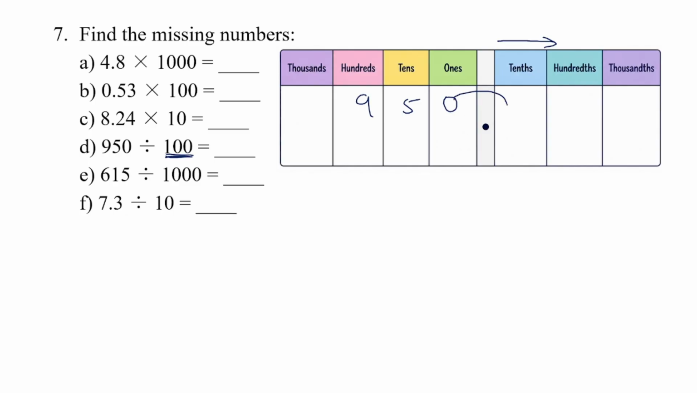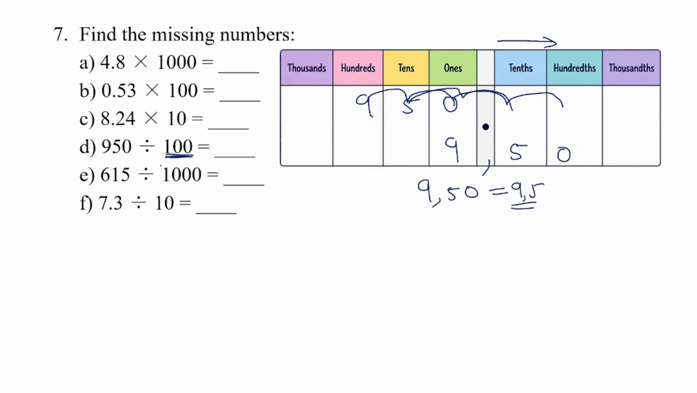So it's 1, 2. Okay, so we have a 0 there. Then 5, 1, 2. Now the 5 must be there. Then the 9, 1, 2. Now the 9 is there. So it means our number becomes 9.50, or just 9.5.